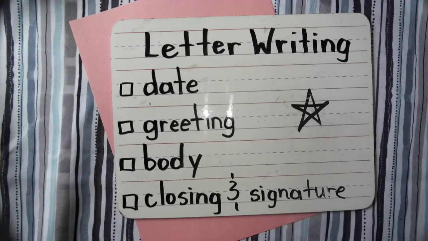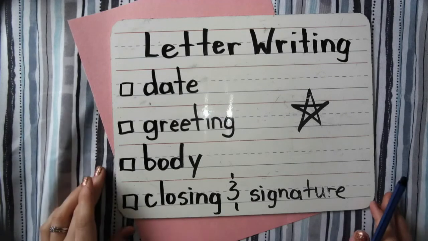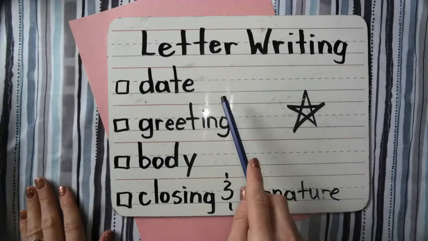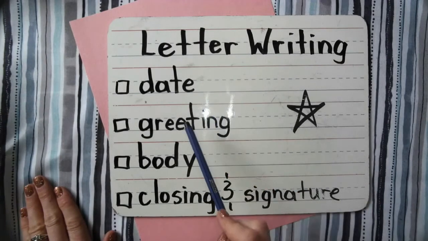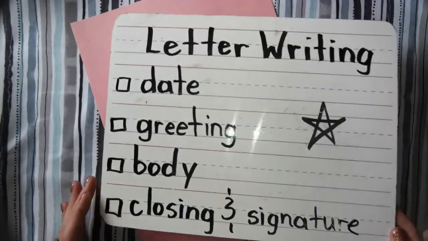Today, I'm going to take you through the process of writing a letter. We have just put chicks or eggs into our incubator, and so we're going to practice writing a letter by writing to our unborn little chicks. For every letter, you need to have a date, a greeting, the body, which is the main part of the letter, closing, and a signature. And I'm going to take you through what each of those is.